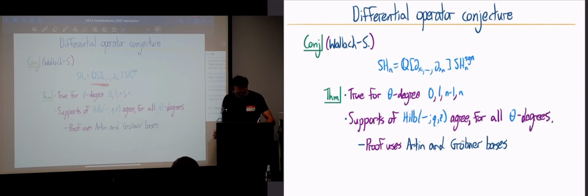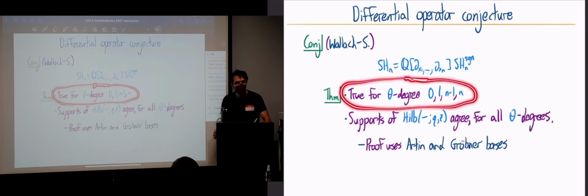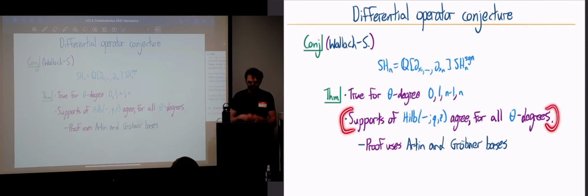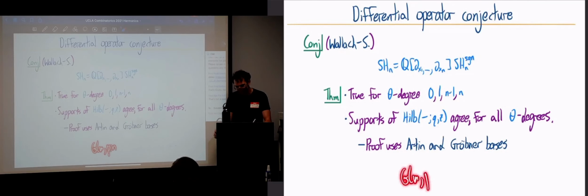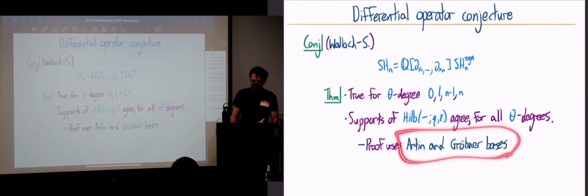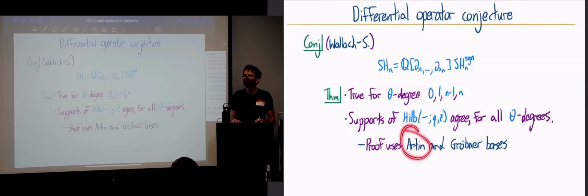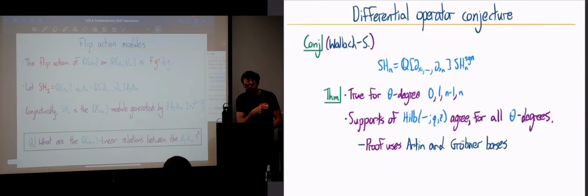Yeah, and so by this I mean it's literally true for those theta degrees, and then this is true for all theta degrees. The proof of this uses combinatorial manipulations and some algebraic stuff involving Artin and Grobner bases. We actually generalize this to the complex reflection groups G(m,p,n), which required defining Artin and Grobner bases for those. The Artin bases there involve some mildly interesting combinatorics. I won't discuss any of that.